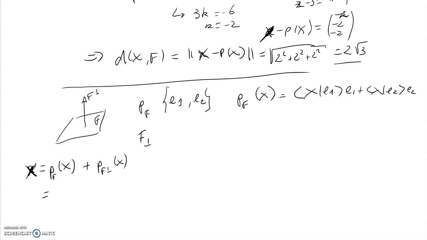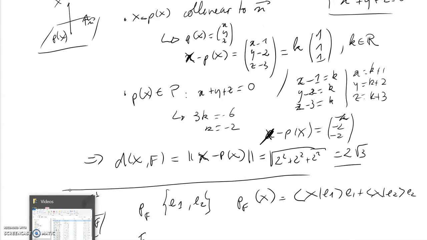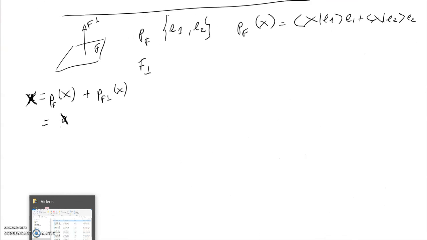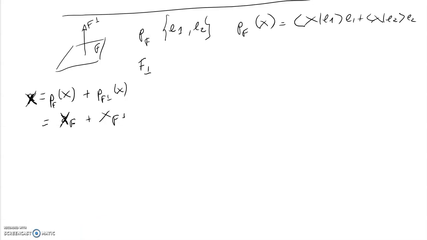If this is called XF and this one is called XF orthogonal, we have that any of those, XF for instance, is going to be given by X minus XF orthogonal. Or very similarly, you have of course that XF orthogonal would be given by X minus XF.